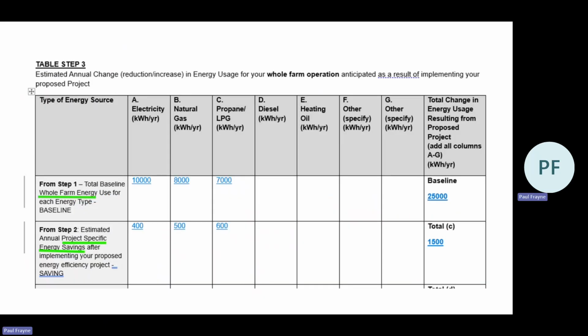Step number 3, estimate the savings and energy usage for your whole farm operation after implementing your proposed project. Where applicable, consider if your proposed project may result in a change in another type of energy usage.